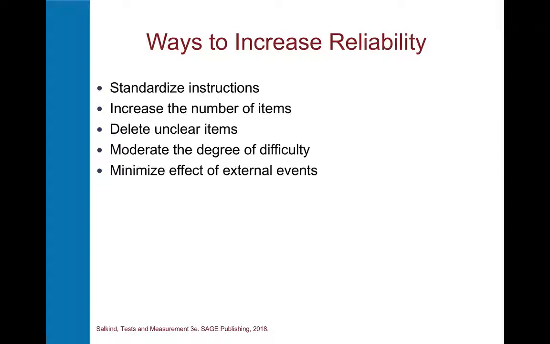Especially for achievement tests, such as maybe a spelling test, you want to moderate the easiness and difficulty of tests, because any test that is too difficult or too easy may not reflect an accurate picture of a person's performance. And you want to minimize the effects of any external events that may affect the outcome of your score. So if you foresee any particular external events that may indirectly influence how participants may respond to your questionnaire, you might want to postpone your assessment.